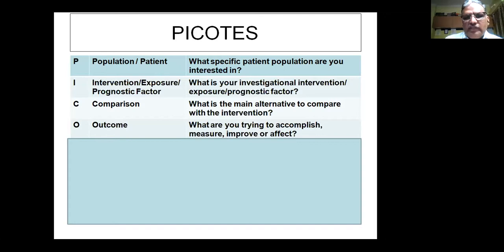And then the outcome, what are you trying to accomplish? What are you trying to measure? What are you trying to improve? What are you trying to see getting affected? And this outcome, you should have one primary outcome and then multiple secondary outcomes and additional things. But the most important thing is what is the primary thing that you are looking at?